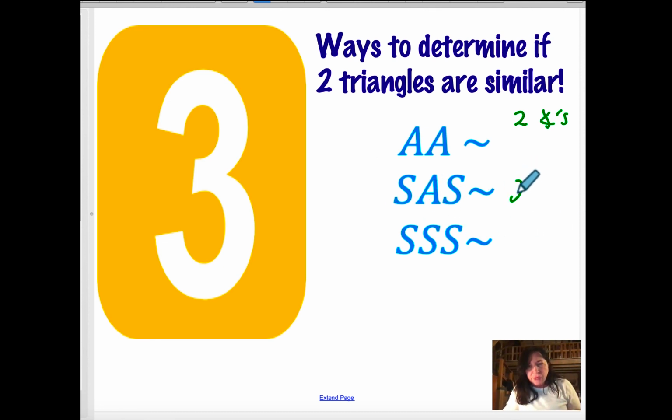This one has 2 sides, right? And an angle in between. See the angle in between the 2 sides. The last one is 3 sides, all right? So 3 sides. That was two sides and one angle.